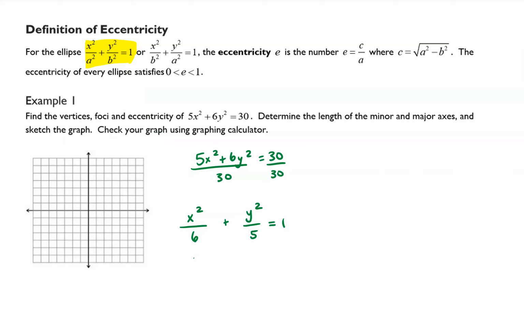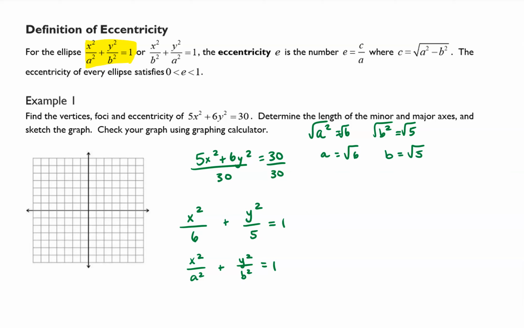And so this is in the form x squared over a squared plus y squared over b squared is equal to 1. So that tells us that a squared is equal to 6 and b squared is equal to 5. And if we take the square root of both sides in both of these scenarios, we'll find that a is equal to the square root of 6 and b is equal to the square root of 5.